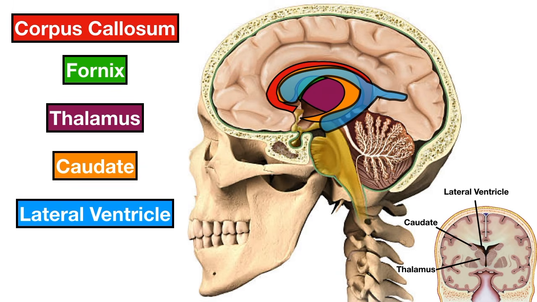And we can see that the floor is going to change as we move from the front to the back of the lateral ventricle. So if we make a slice through the anterior horn of the lateral ventricle, we can see that the floor is primarily formed by the head of the caudate nucleus.